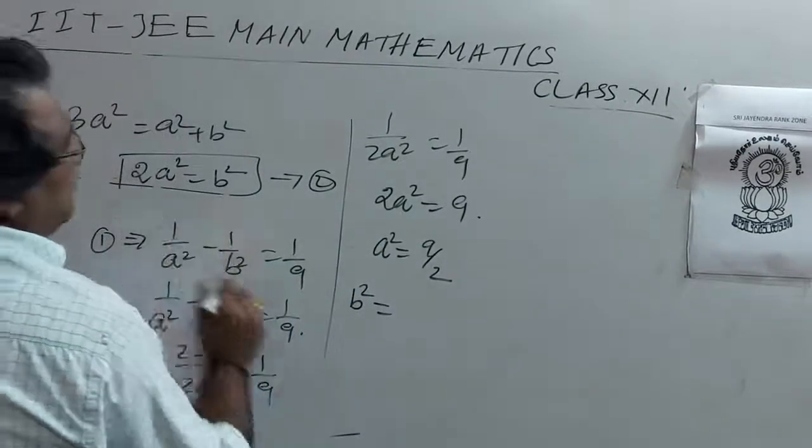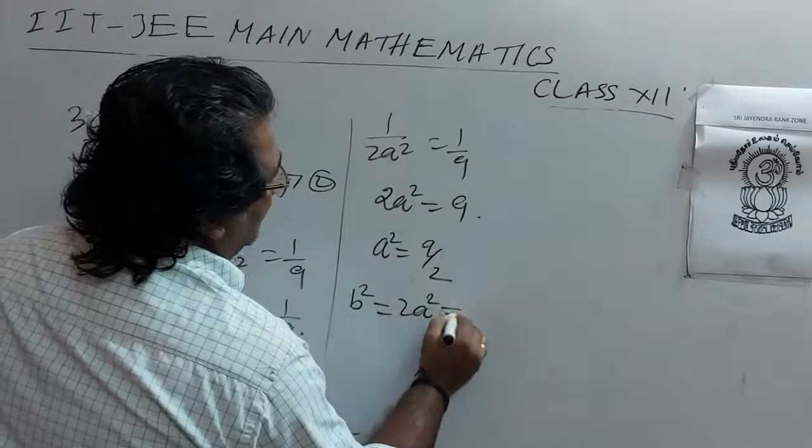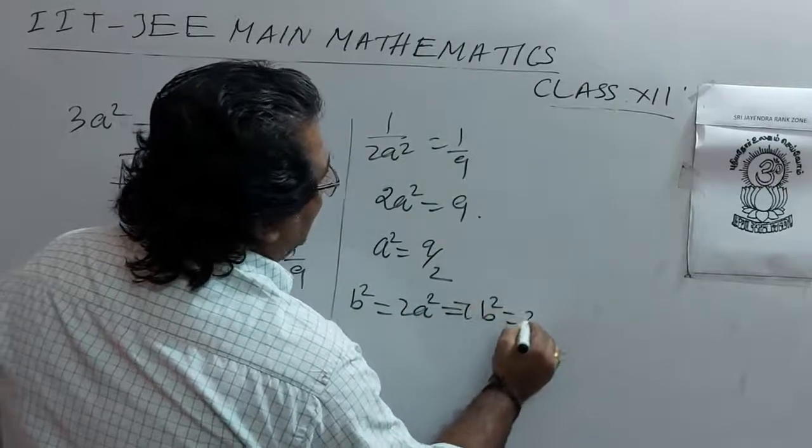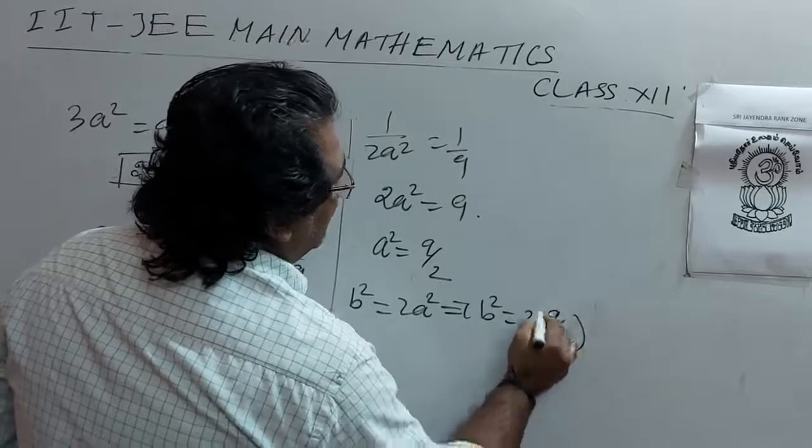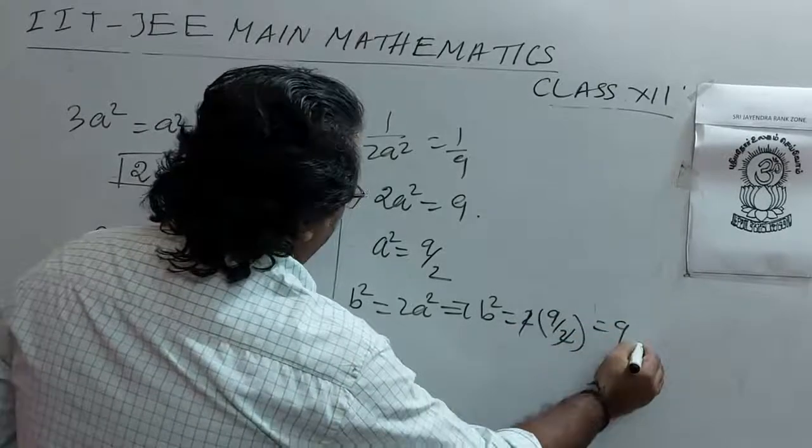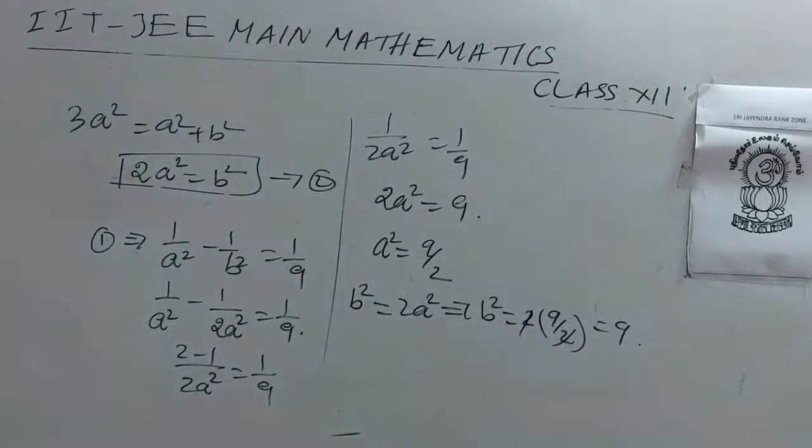b squared equal to 2a squared, which gives b squared equal to 2 into 9 by 2, that is 9. So b squared equal to 9, a squared equal to 9 by 2.